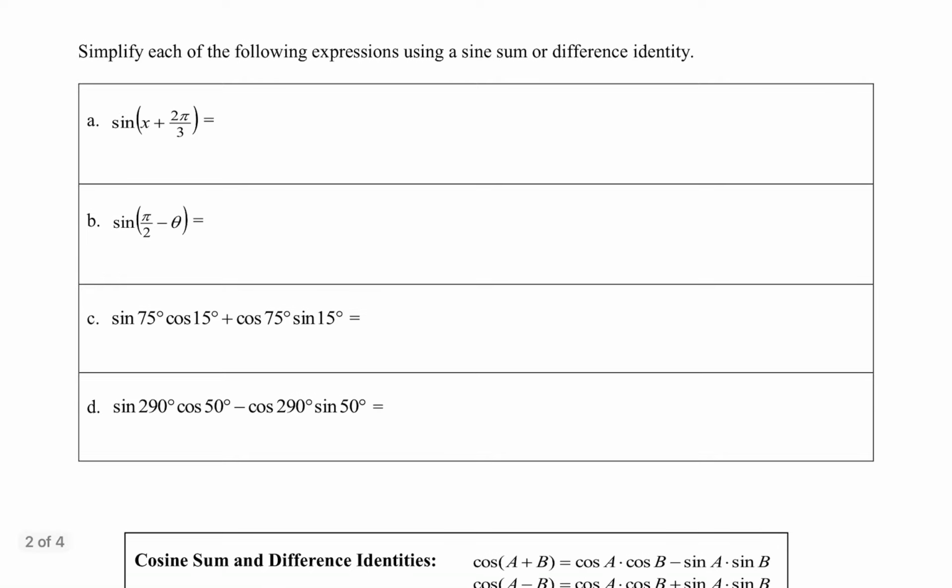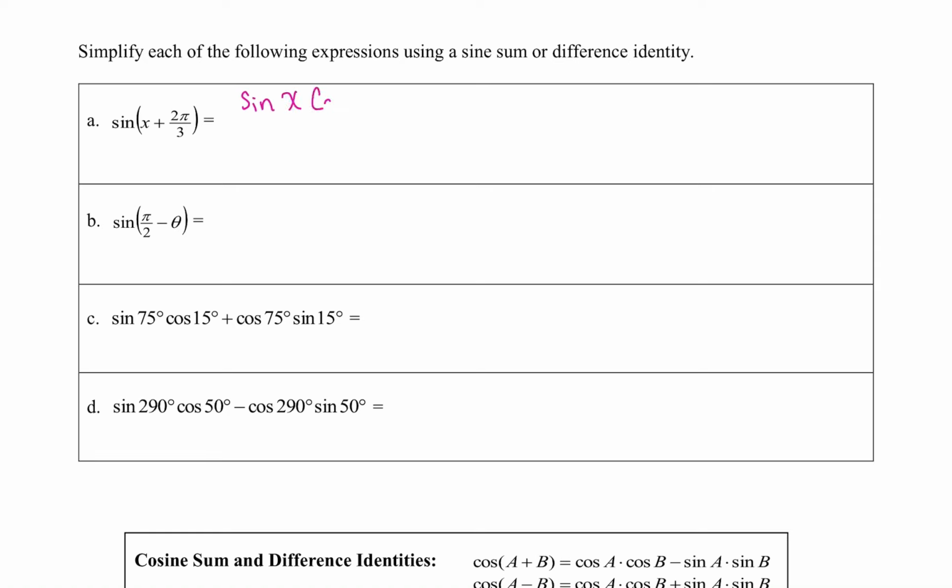All right. So if we take a look at this next one, it says simplify each of the following expressions using sine, sum, and/or difference identities. And they've given us some problems that have a little bit more complexity to them because they have some variables in them in the beginning. So for this first one, sine of x plus 2 pi over 3.